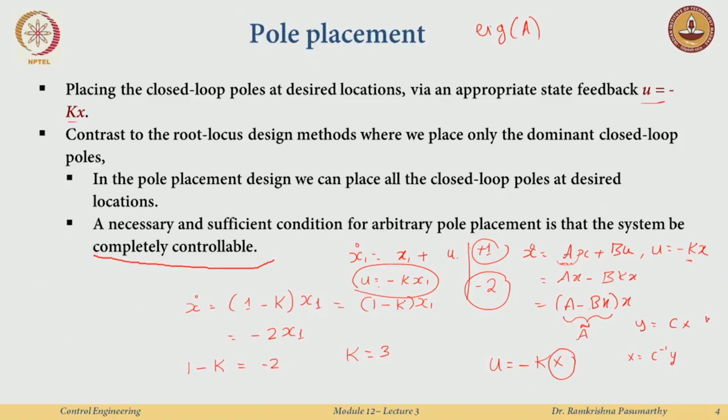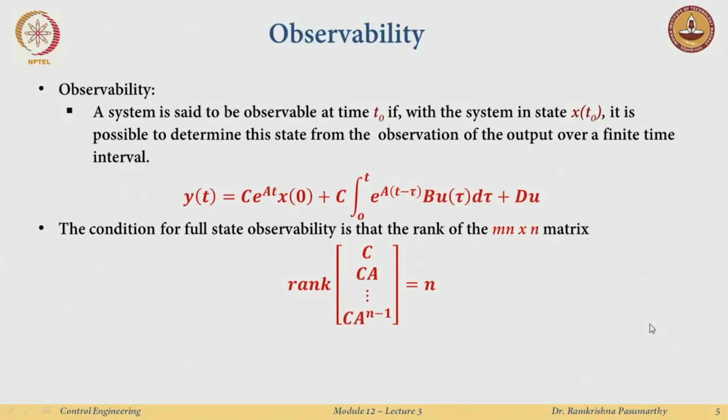Maybe there are n states and p outputs, so this is a p vector, this is an n vector, and usually p is less than n. Then if I were to do this state feedback control law based on these measurements, I should somehow be able to get an estimate of the n states via p measurements. And that leads me to define what is observability.